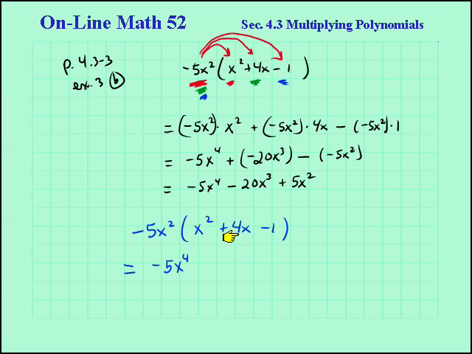X squared times x is x cubed. The way I'm going to write negative 20x cubed, though, is a minus 20x cubed. That means the same thing. Negative 20x cubed and minus 20x cubed. Lastly, negative 5x squared times negative 1. A negative times a negative is positive. So that'll end up being plus just 5x squared. And is that the same answer we got there? Negative 5x to the fourth minus 20x cubed plus 5x squared. Yes, it is. And we're done. And the problem is already written also in descending order. Descending order, x to the fourth, then the x cubed, and then the x squared.